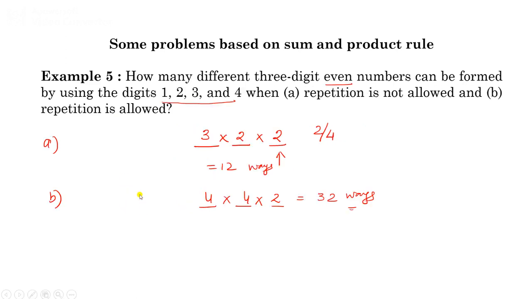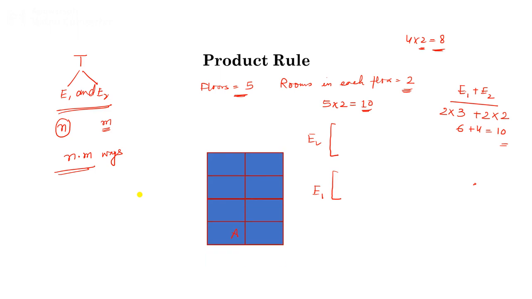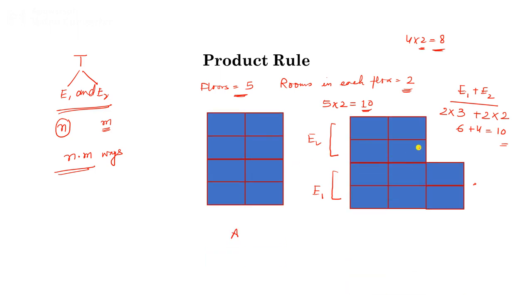So if you go back, look at the last example which I have shown here. If you see this case, in the first 2 floors the number of rooms are equal, but in the last 2 floors the number of rooms were 2 only. So we have calculated these separately, which means we have used this sum rule also. First we calculated for E1, then we calculated for E2. So this is a similar problem.